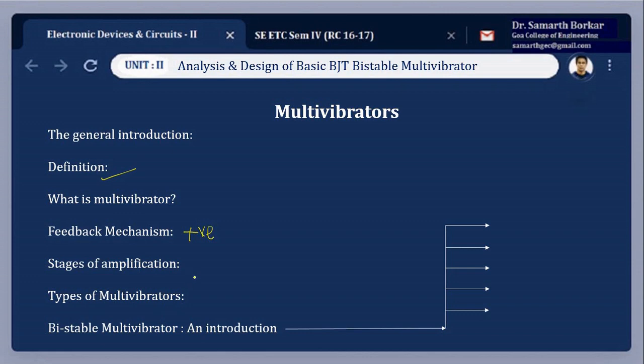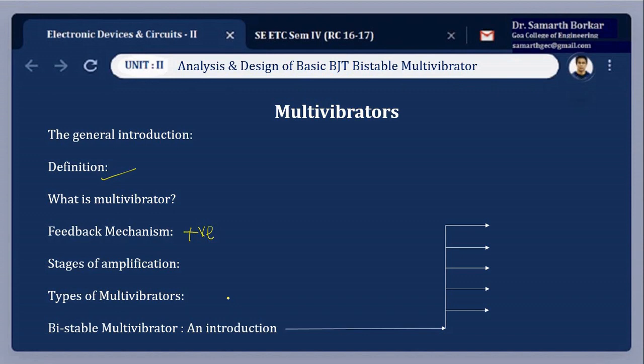Stages of amplification. Basically, it is a two-stage amplifier circuit with the output of one stage connected or fed back to the input of another stage. Types of multivibrators. Depending upon the manner in which the transistors change state, multivibrators are classified as astable multivibrator, monostable multivibrator and bistable multivibrator.